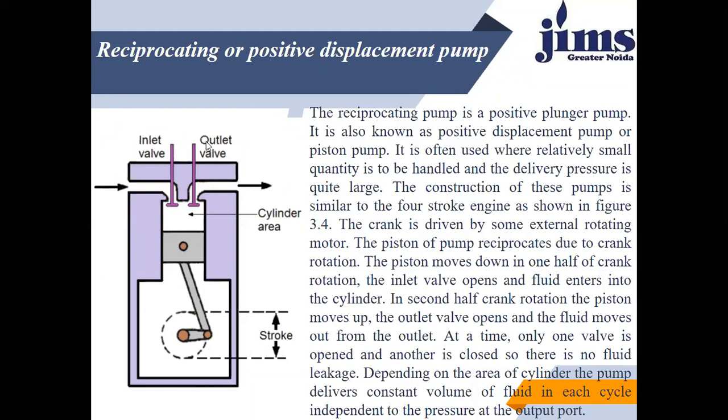Right. So the working of this coincides with the working of the 4-stroke diesel engine, right? So just keep in mind that the crank is driven by some external rotating motor like the electric motor, and the piston of the pump moves due to the crank rotation. Piston क्यों rotate कर रहा है? जैसे crank rotate कर रहा है, इसके proportionate piston ups and down reciprocate कर रहा है. So the piston moves down in one half of the rotation.